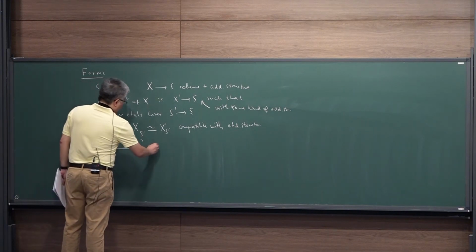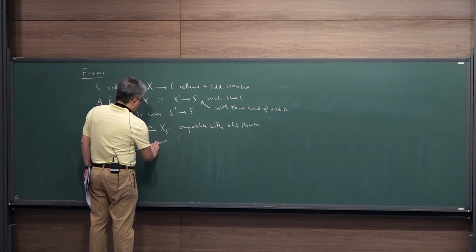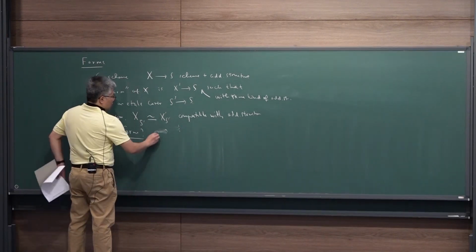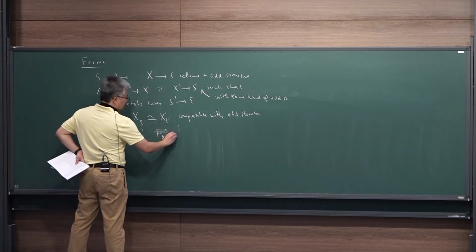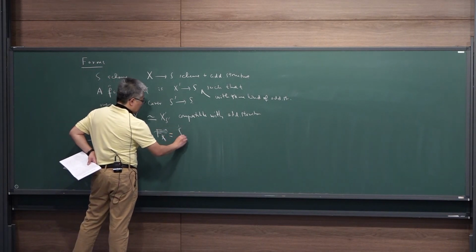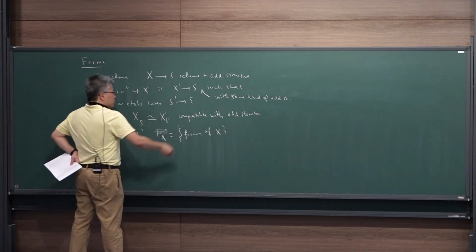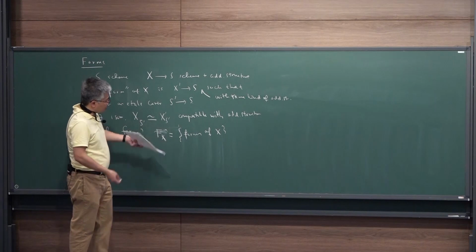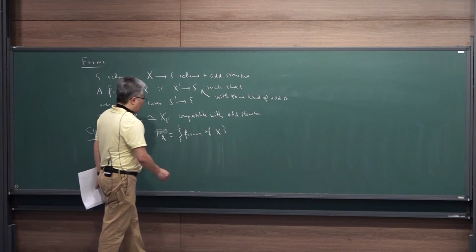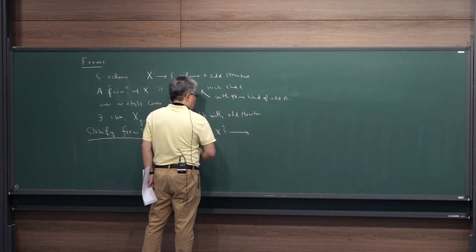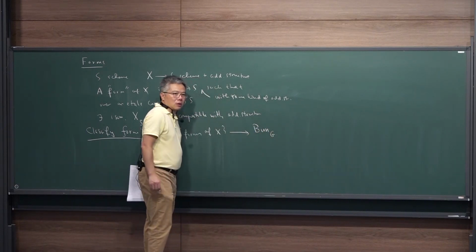So classifying forms is basically the same as looking at F of X. Then we get F, the category of forms of X. By definition, the objects are forms and the morphisms are isomorphisms of forms. And I explained that this is equivalent to the category of G-bundles for some G.